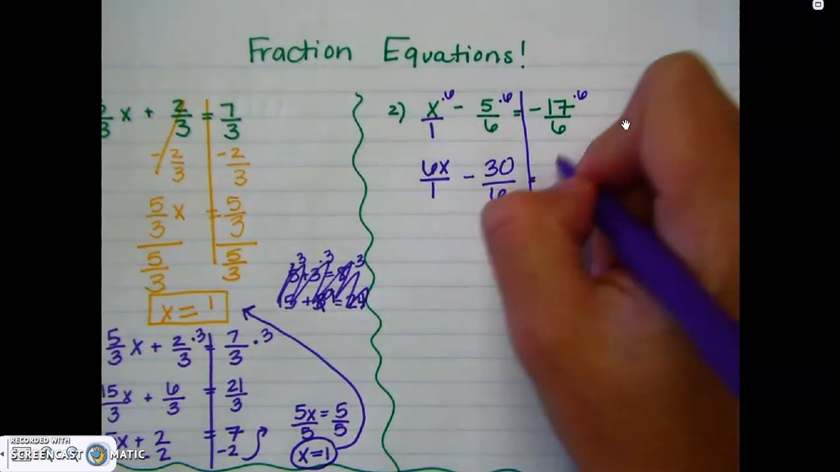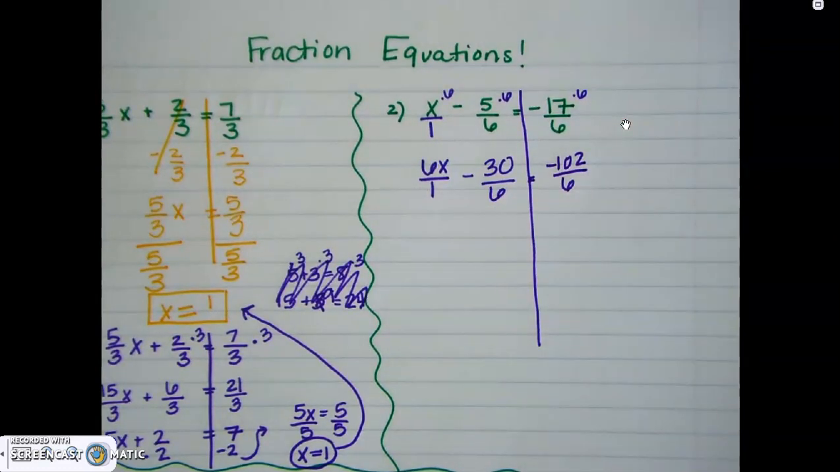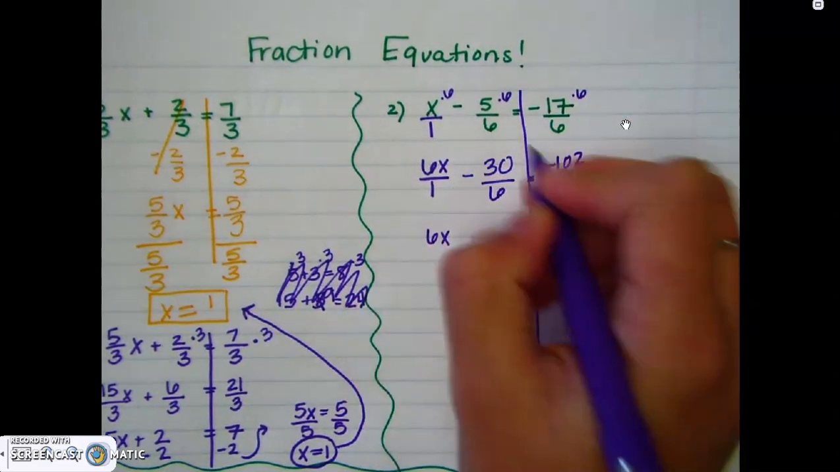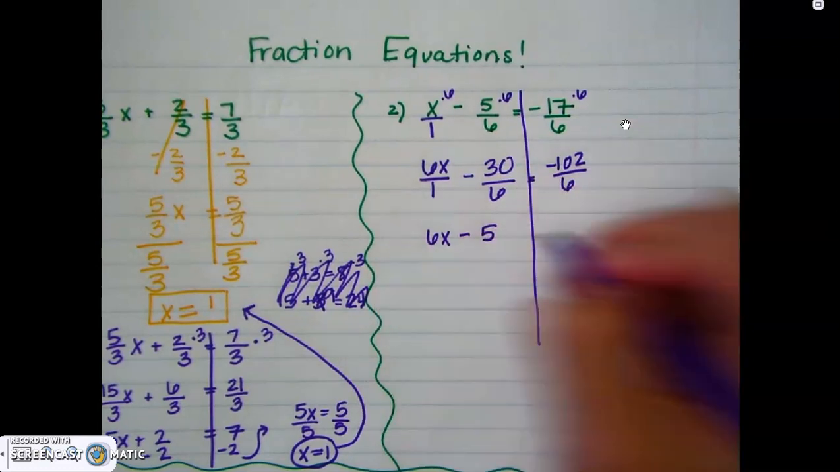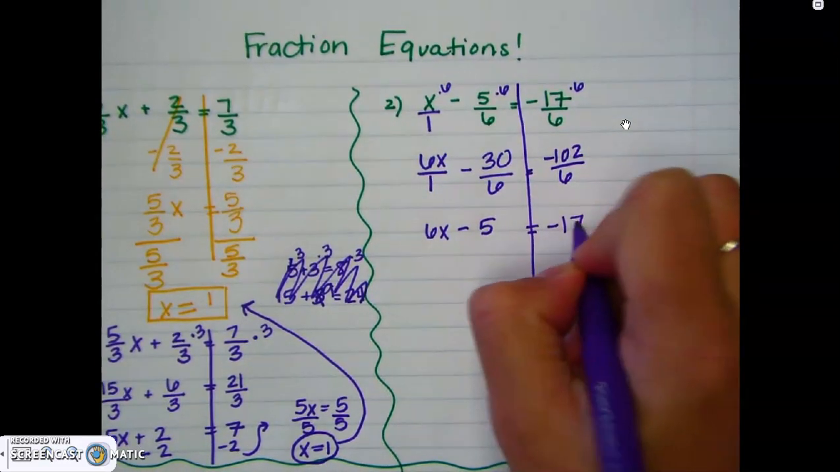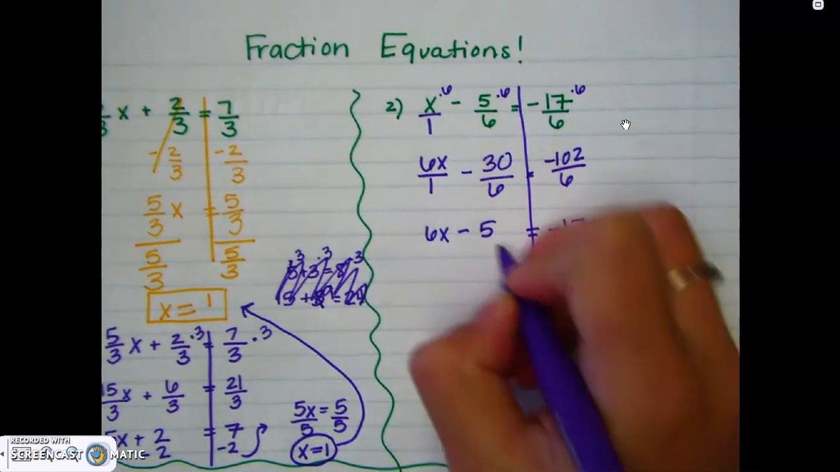And I get negative 102 over 6. But now that I have it here, I can actually divide everything out. So 6x divided by 1 is just 6x. 30 divided by 6 is minus 5. And negative 102 divided by 6 is just negative 17. Okay, so now it's just a regular equation. It's a simple equation. I can solve this.